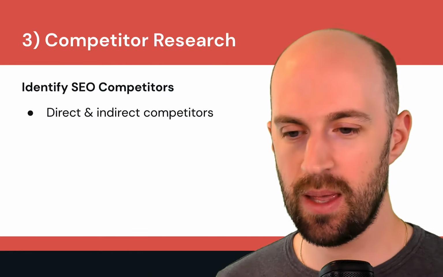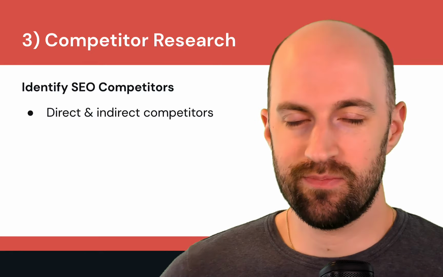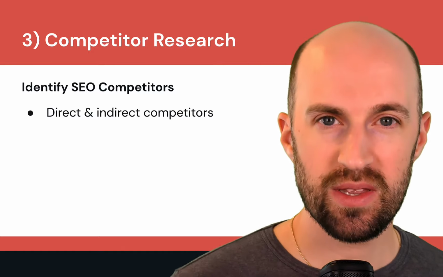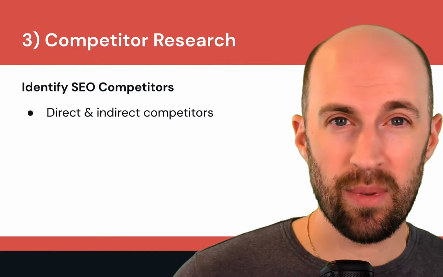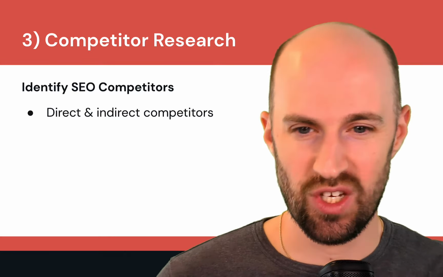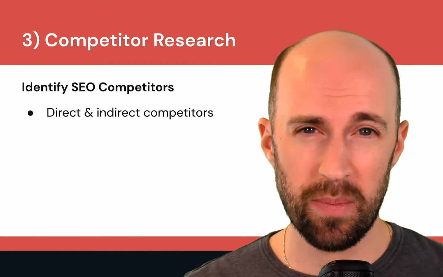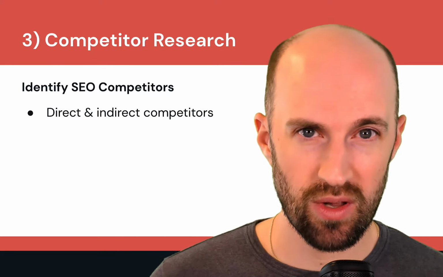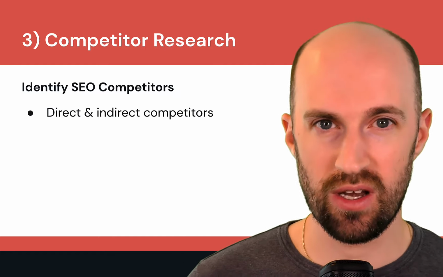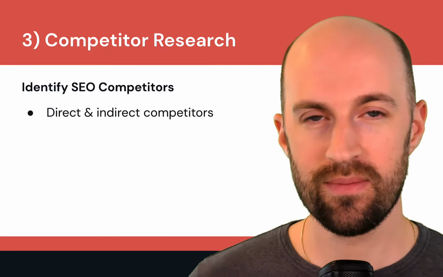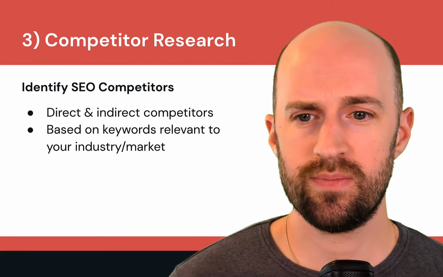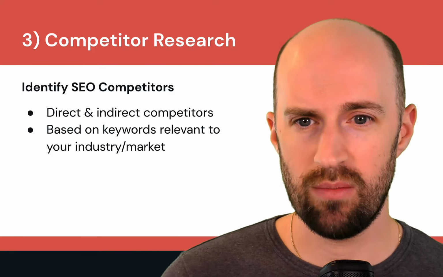For example, maybe you're a dentist and you're targeting dentist keywords, but there's a general health blog, and they have an article about healthy teeth. So that's an indirect competitor. A direct competitor would be, let's say, another dentist in the local area that might actually have a large market share in your town or in your city. That's the difference. So these are based on keywords that are relevant to your industry and market.